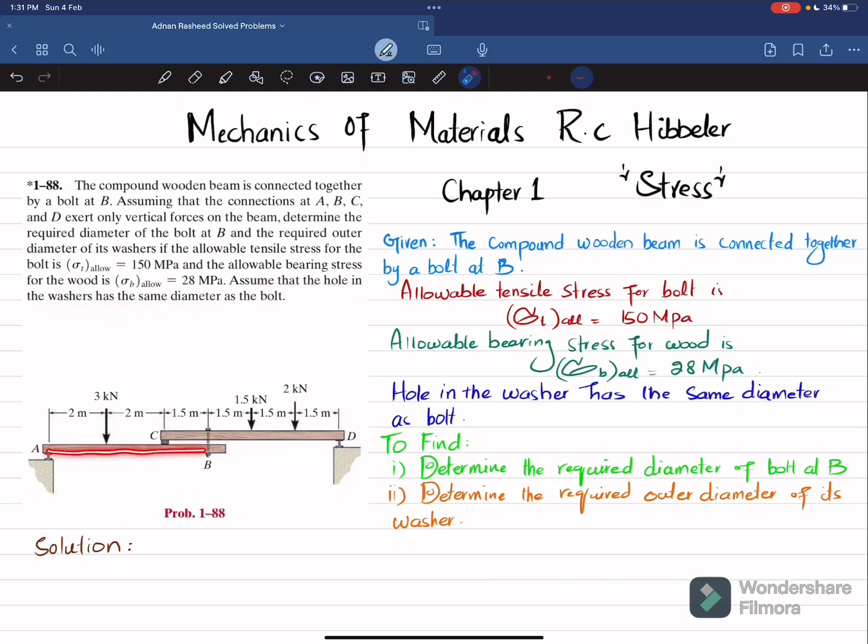So you can see these are compound beams that are connected together by a bolt at B, and the reactions at A, B, C, and D only exert vertical force. All other loadings are shown over here. Clear? So you have to determine the diameter of this bolt and the outer diameter of the washer that is used with this bolt. So let's start with the solution.